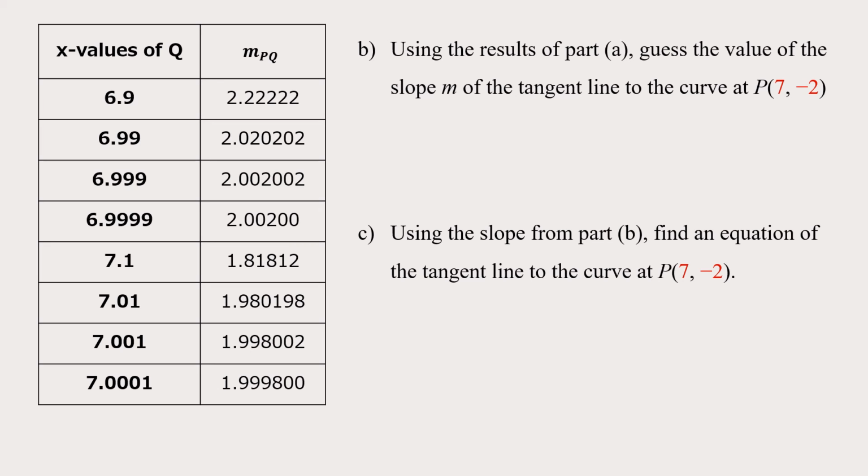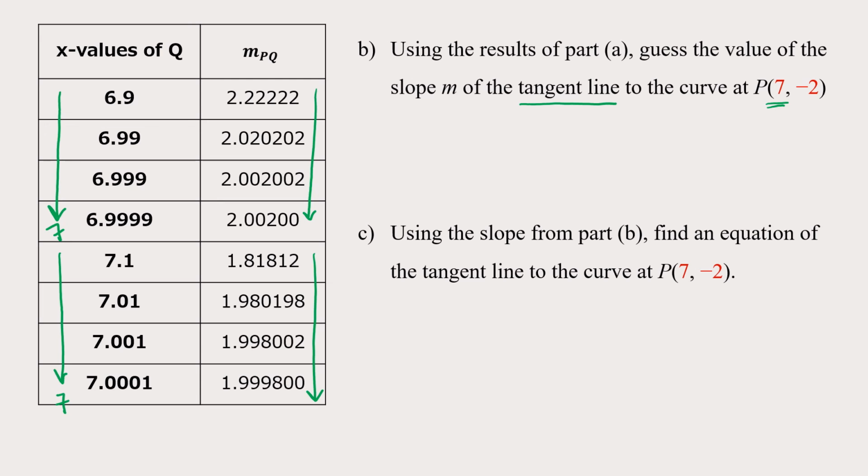So now we can use this table of values where we have the x values of Q and then the slope of the secant line between P and Q in order to approximate the tangent line at the point P, which is 7, negative 2. So we want to look at what's happening as our x values get closer and closer to this 7. What is happening to the slopes of our secant lines? Are they also getting closer and closer to something? If so, they're probably getting closer and closer to the slope of the tangent line.